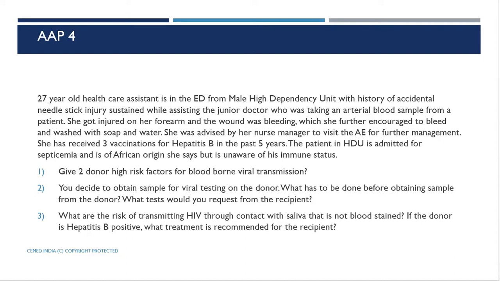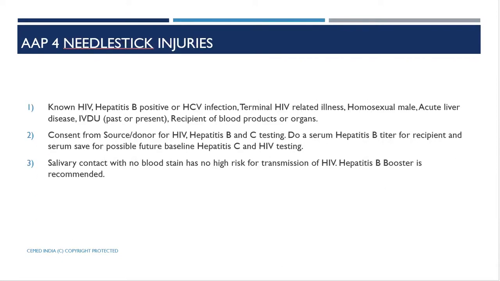If the donor is hepatitis B positive, what treatment is recommended? If the donor was not hepatitis B positive, then no treatment is required, or if it's within the past 5 years, we can wait for the titer and give the booster. But if the donor is hep B positive, you immediately give 1 booster dose of hepatitis B.